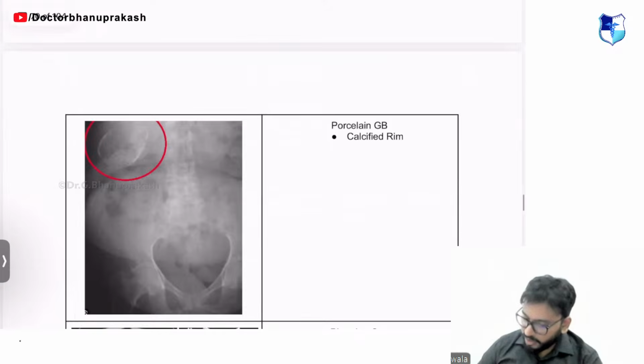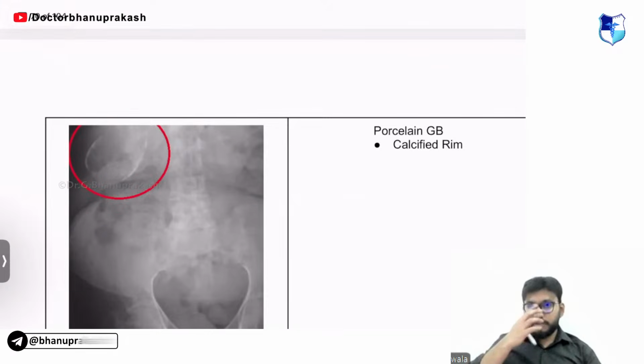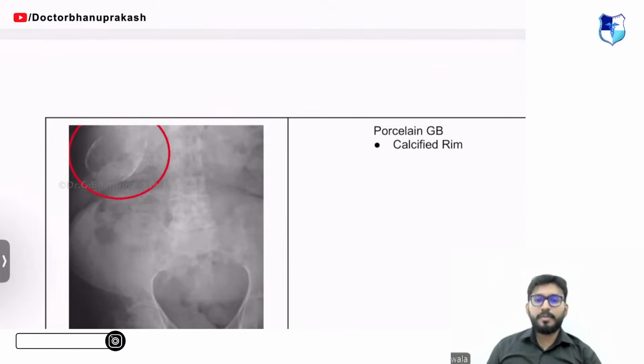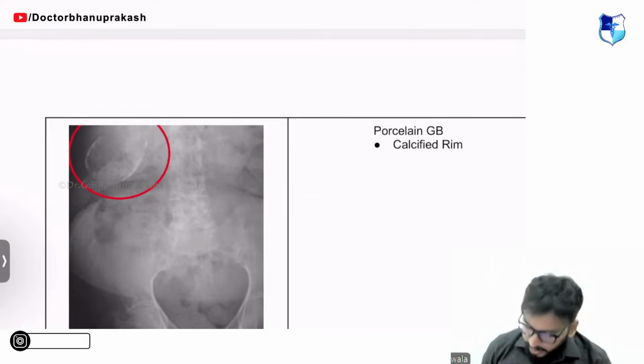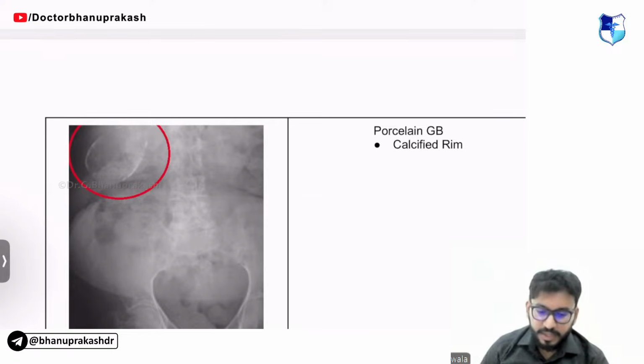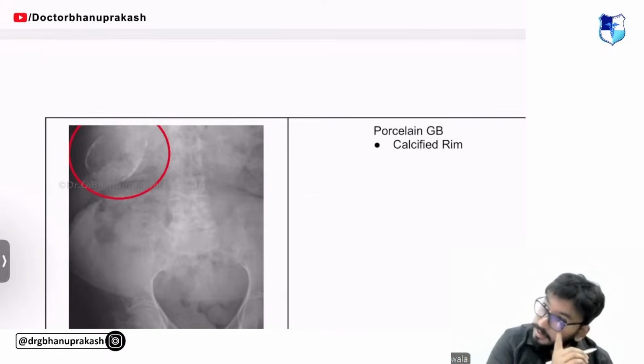Moving on, porcelain gallbladder. This was a question asked, and this was the photo that was given, guys. Porcelain gallbladder means calcification. You see a calcified rim around the border of the gallbladder. Can you see this calcified rim, guys?